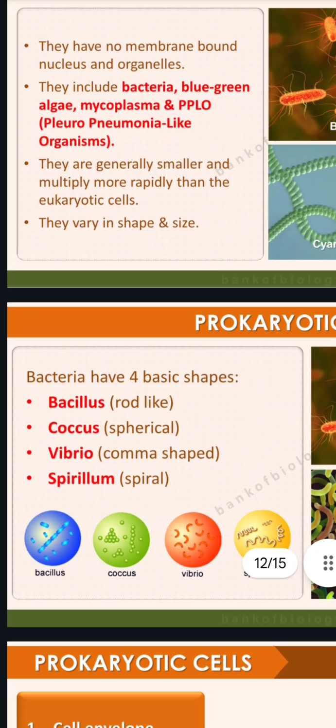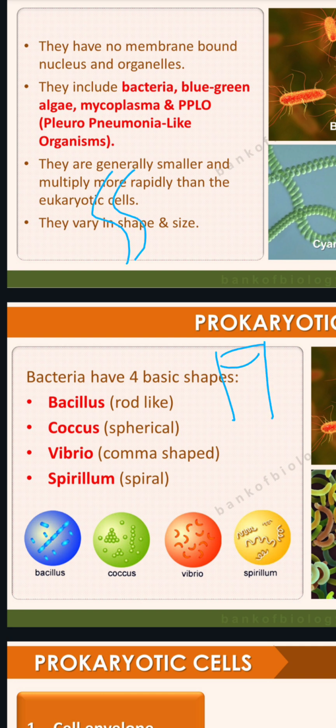Next, bacteria have four basic shapes. In bacteria also we have different shapes. Some may be rod-like, spindle in shape, or round, spherical in shape, and many more. Depending upon the shape, we have mainly four basic shapes. First one is bacillus. Have you heard of lactobacillus?